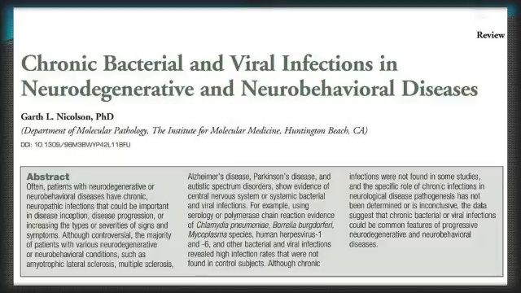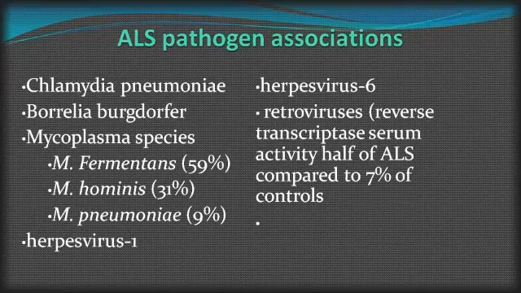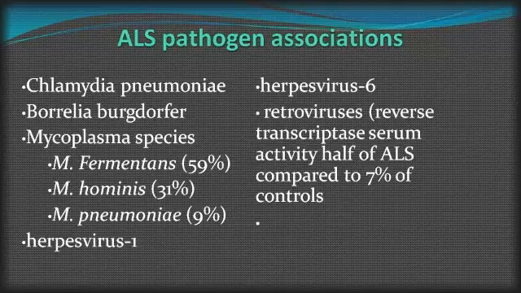Okay, the first research paper we're going to look at is by Dr. Garth Nicolson, Chronic Bacterial and Viral Infections in Neurodegenerative and Neurobehavioral Diseases. The pathogens associated with ALS from the Nicolson paper are Chlamydia pneumoniae and Borrelia burgdorferi. There's a bunch of mycoplasma infections. There's herpesvirus 1 and 6. And there's also evidence of retroviruses in half the ALS patients compared to only 7% of the controls.